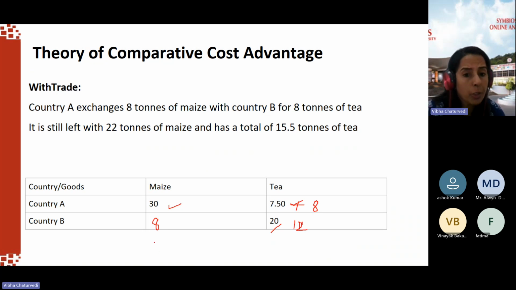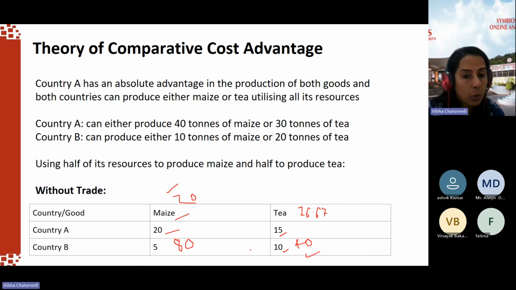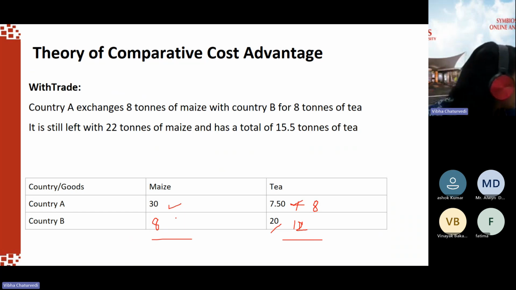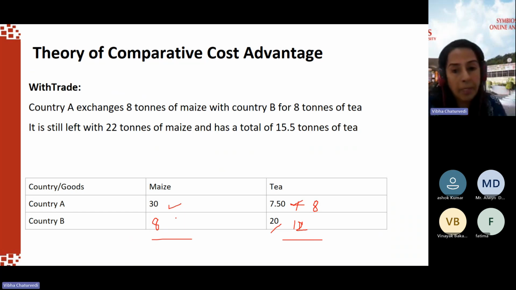So what is the total production of maize now globally? 38 tons. And the total production of tea now globally is 20 tons. This is one way to look at it, as against 25 tons of maize and 25 tons of tea. The world now has 38 tons of maize globally, right? And 15.5 plus 20 is 35.5 tons of tea.